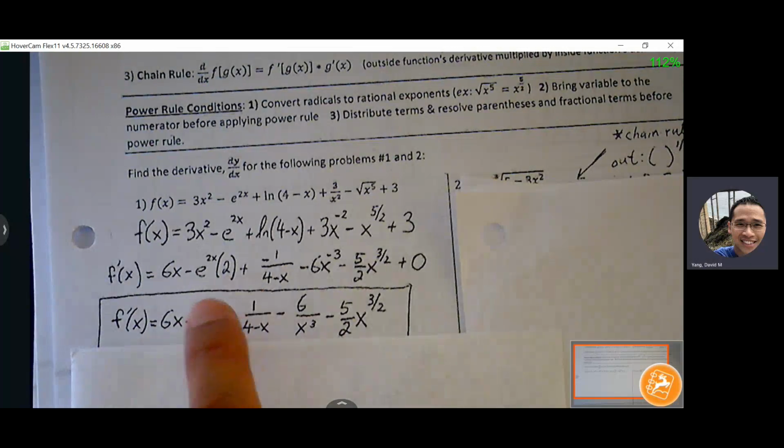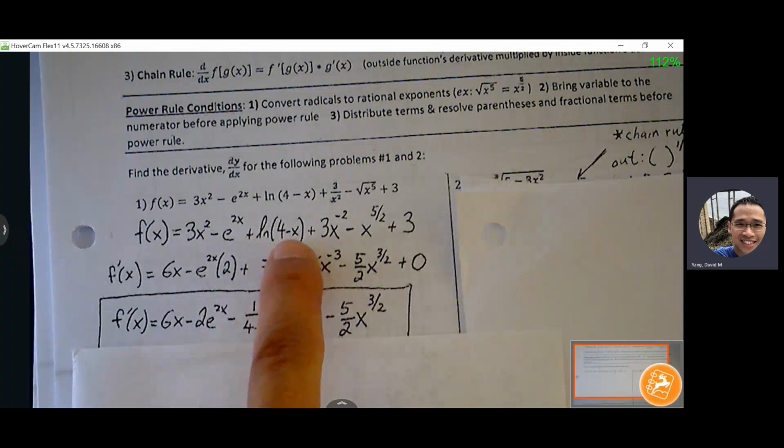Okay, e to the 2x becomes e to the 2x times 2. Natural log of 4 minus x becomes -1 over 4 minus x.